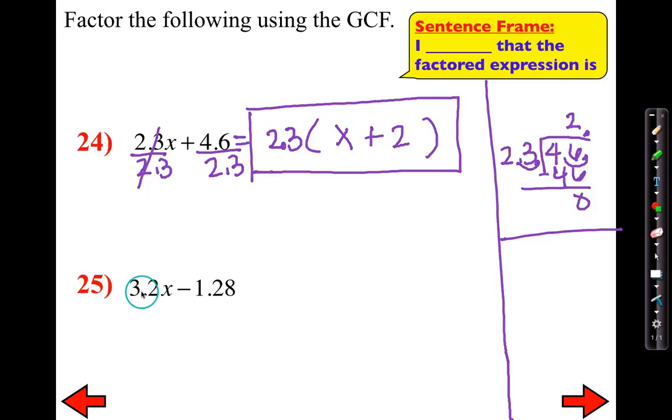Now moving on to the last one. So here we have a 3 2/10 x minus 1 28/100. So real quickly, let me check if a 3 2/10 can go evenly into 1 28/100. So in other words, just think of it as 32 and 128. Can 32 go into 128 evenly? Let's just check real quick. 32, let's estimate maybe 4. 2 times 4 is 8. 4 times 3 is 12. So it does go in evenly.